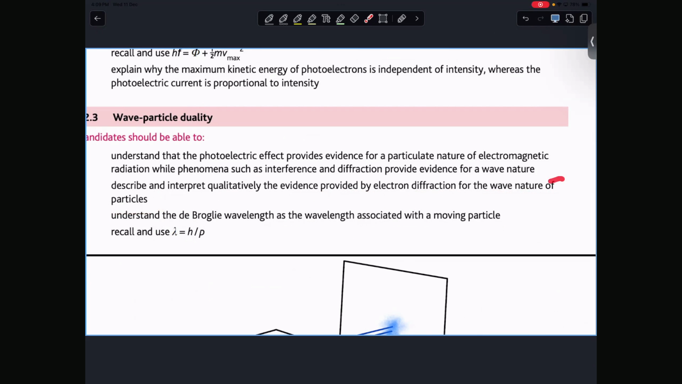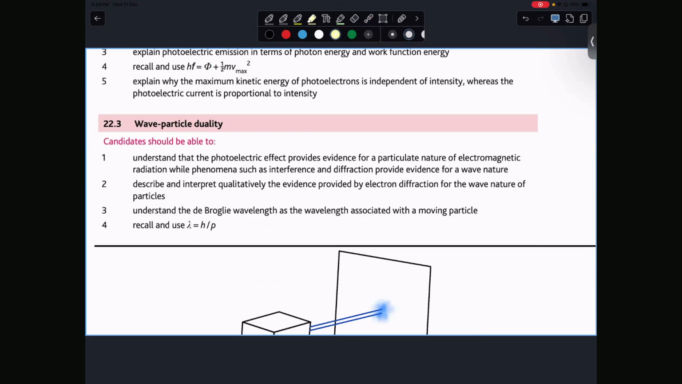So 18 points cover the course. I'll just go through it one more time. Recap. Today we're going to start the core topic. It's called the photoelectric effect. Okay, so that's what we'll be doing next.